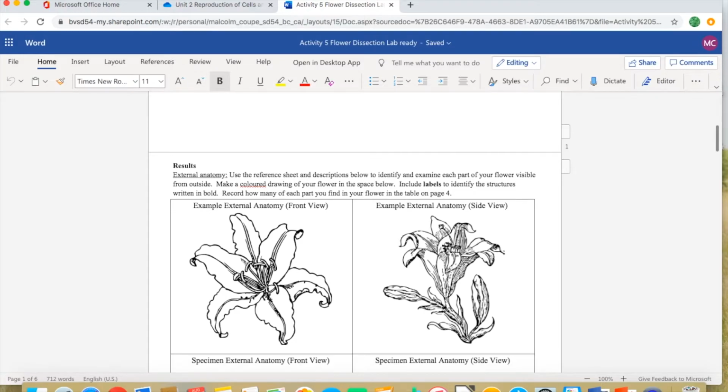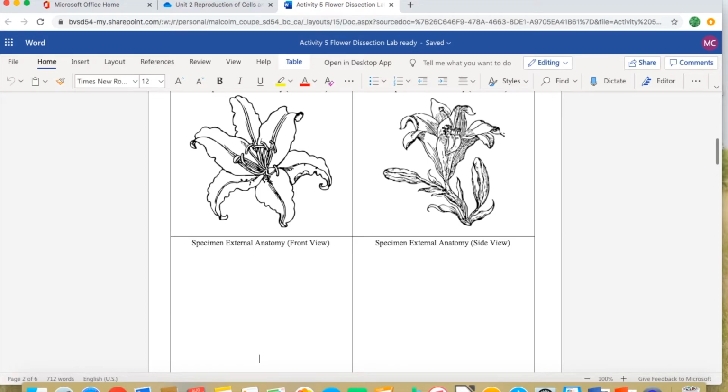Now, when you're taking careful observations, you want to be thinking, what is my question? What am I interested in? Here, you're interested in the structures of a flower, and you want your observations to be accurate. You want them to be specific. You want them to be targeted to your question. You want them to be detailed.